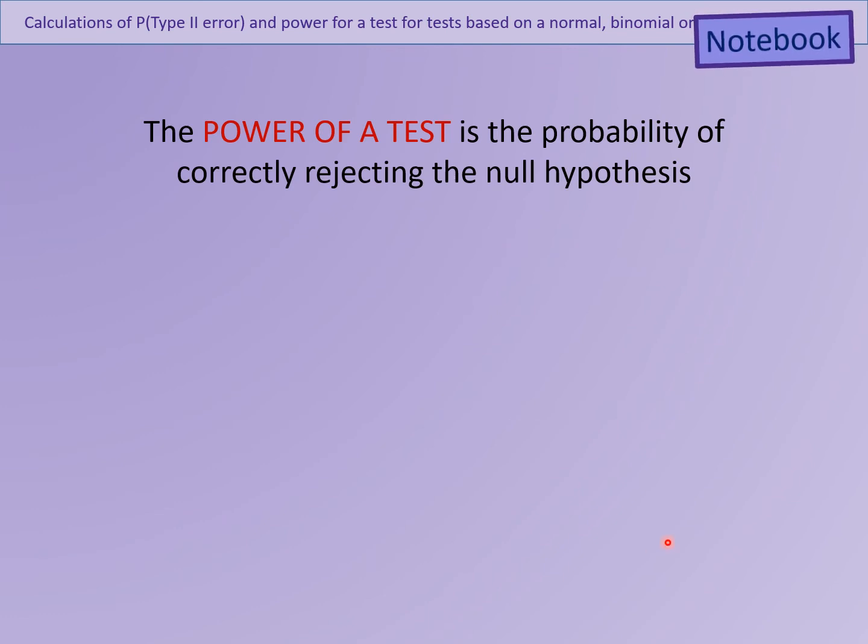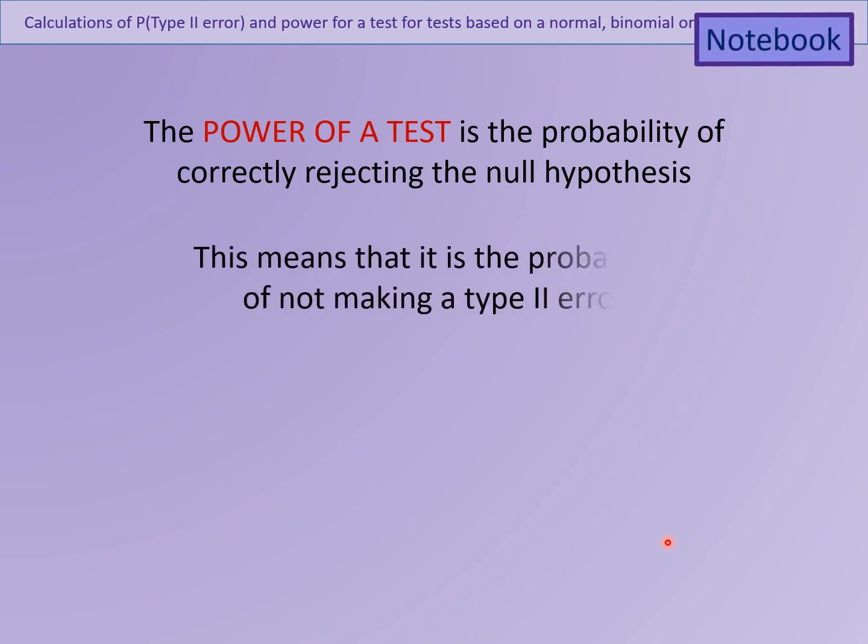Now the power of a test. The power of a test is like the opposite way round of a type 2 error. The power of a test is the probability of correctly rejecting the null hypothesis. A type 2 error was accepting the null hypothesis when it was in fact false, whereas the power of a test is the opposite, the probability of not making a type 2 error. So just get those two down in your books.